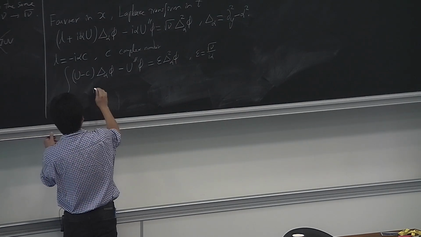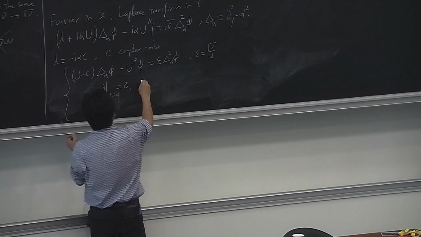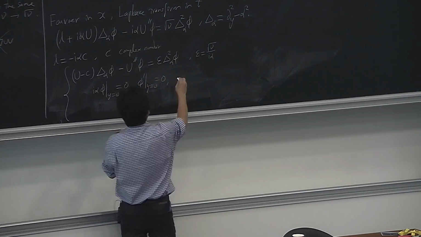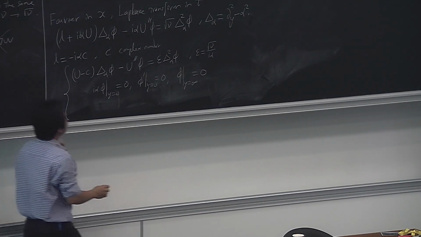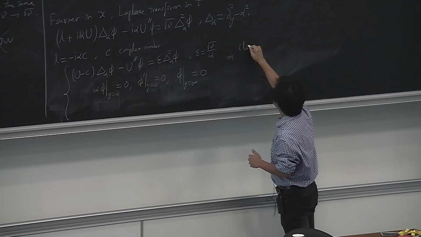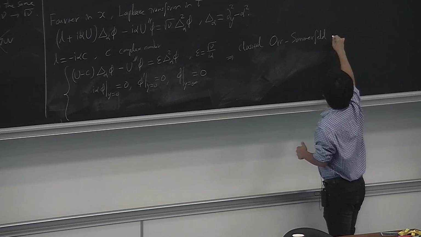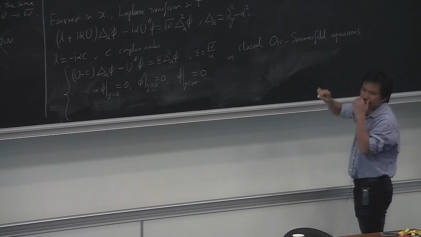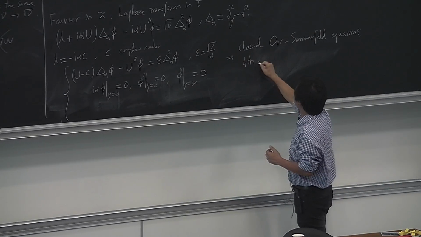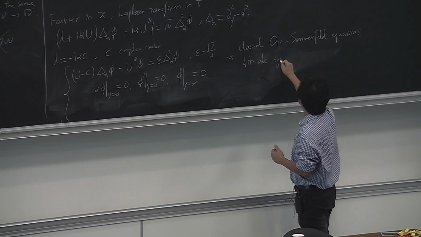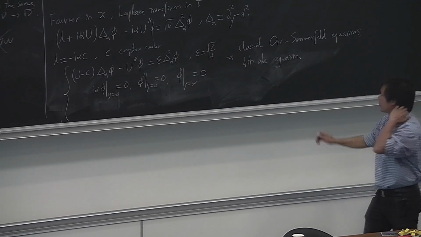So the boundary conditions are: i alpha phi at y equals 0, phi prime at y equals 0, and phi at y equals infinity is 0. Okay, so this is the classical Sommerfeld equation. It is a fourth order ODE, if you're not already clear.